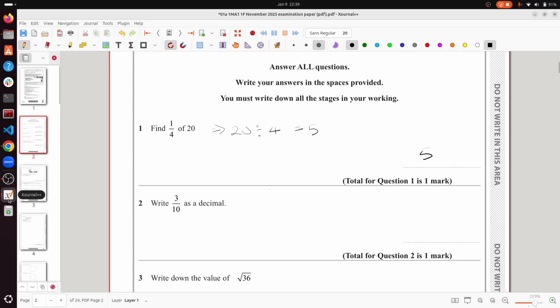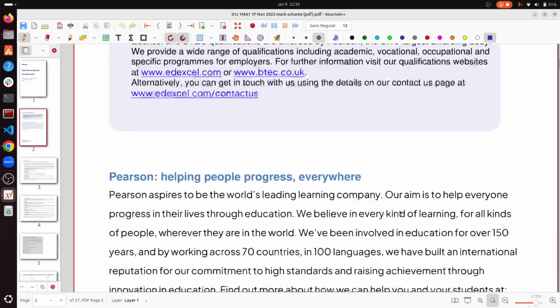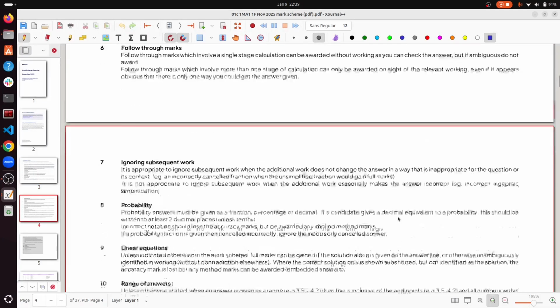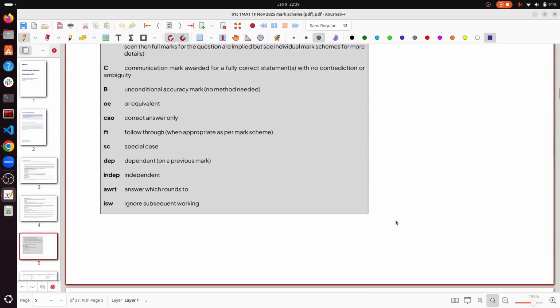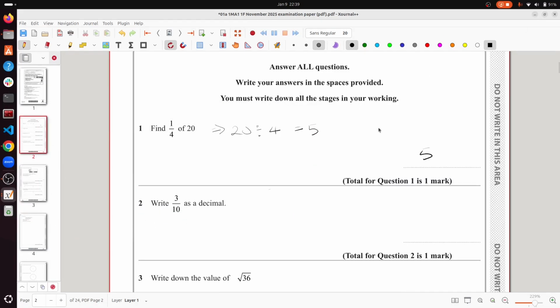If I go and look at the mark scheme, it should give me 5, and it should add CAO. That means correct answer only. So the answer there is 5 CAO, meaning it's only the correct answer that matters. It does not matter what you put, as long as the correct answer is on the line, you'll be awarded that mark.